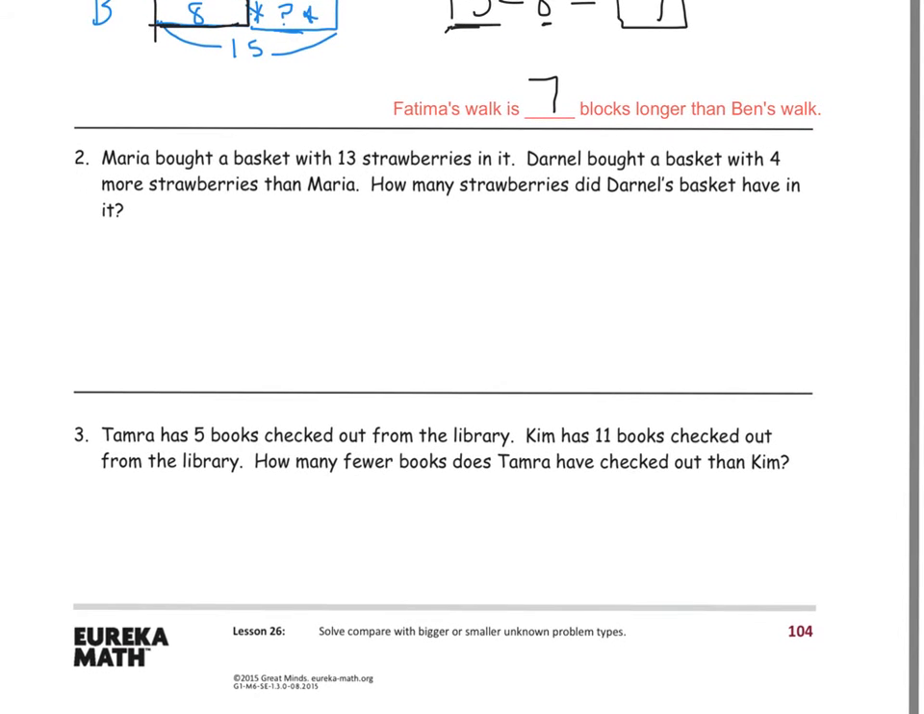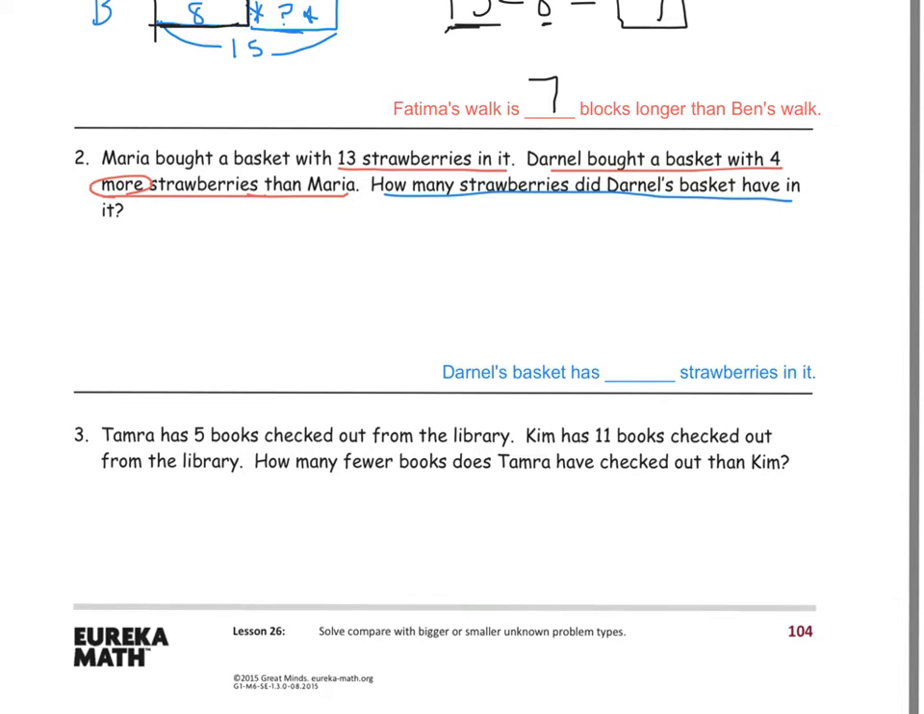So let's take a look at 2. Maria bought a basket with 13 strawberries in it. Darnell bought a basket with 4 more strawberries than Maria. How many strawberries did Darnell's basket have in it? So I'm going to start off again with my answer statement to help lead where I'm going to solve. And there's my answer statement down at the bottom. Darnell's basket has blank strawberries in it.